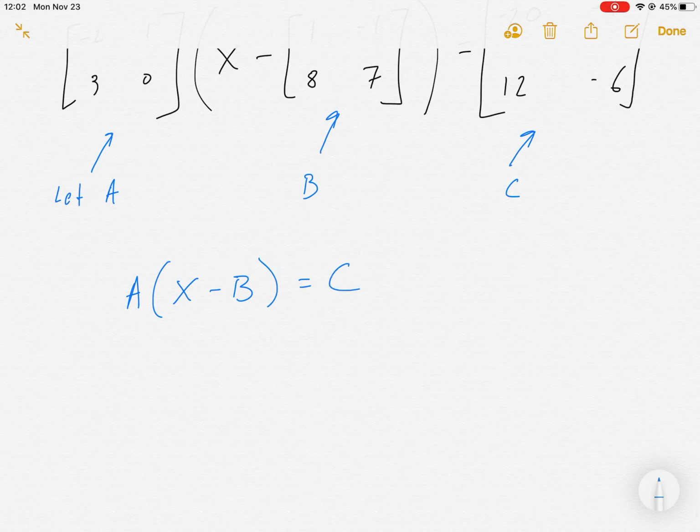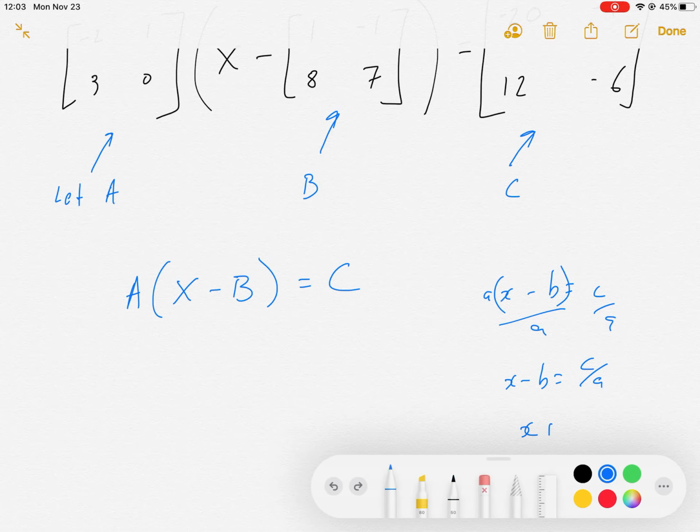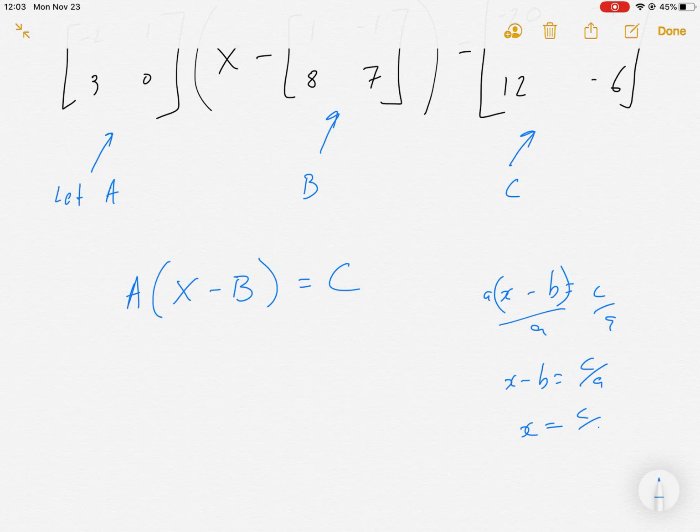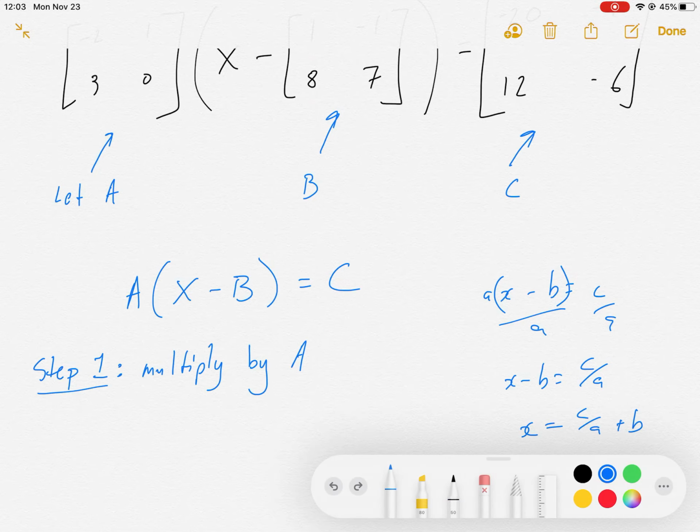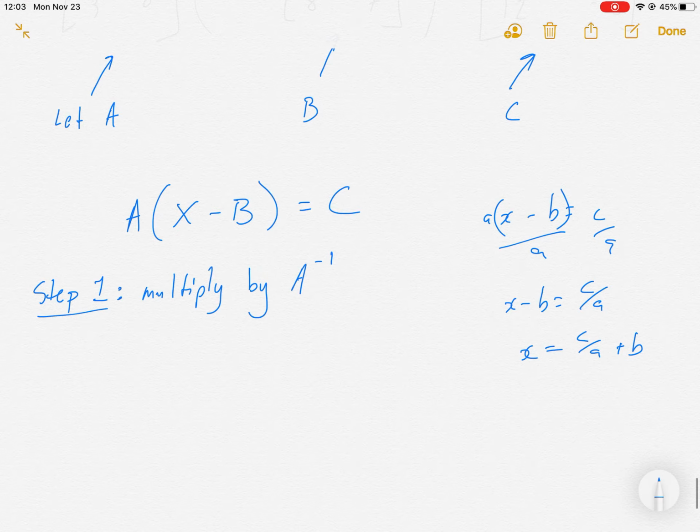So once again, if this was a linear equation, you might say, well, if I'm going to solve for x, I would need to first divide both sides by A, so I'd have x minus b equals c over a, and then I would have to add b to both sides. Since we are working with matrices, though, we're actually going to do this a little bit differently. So step 1 is going to be multiply by A inverse.